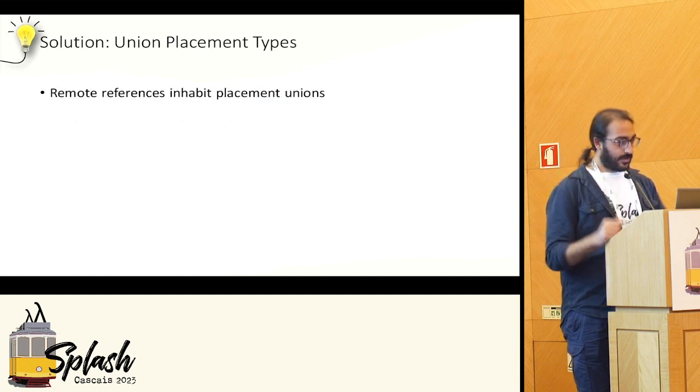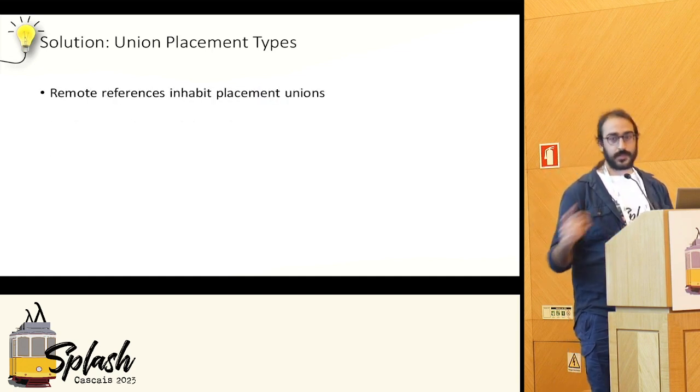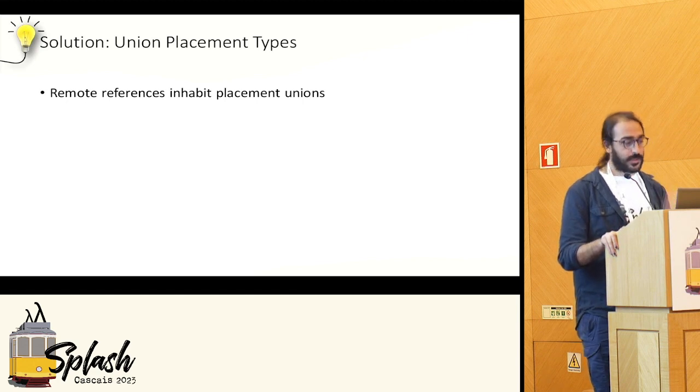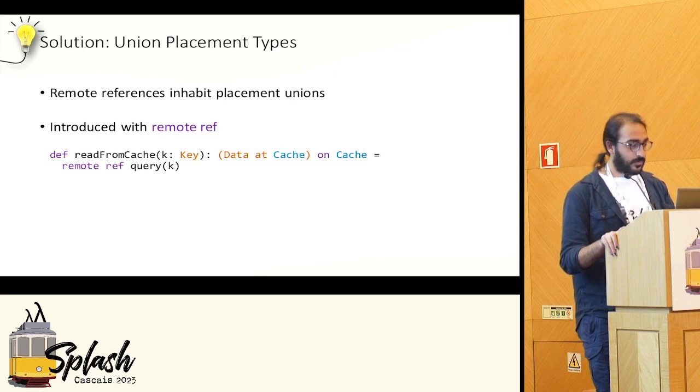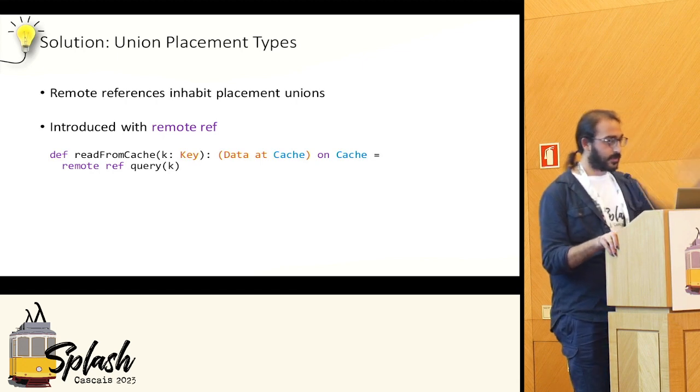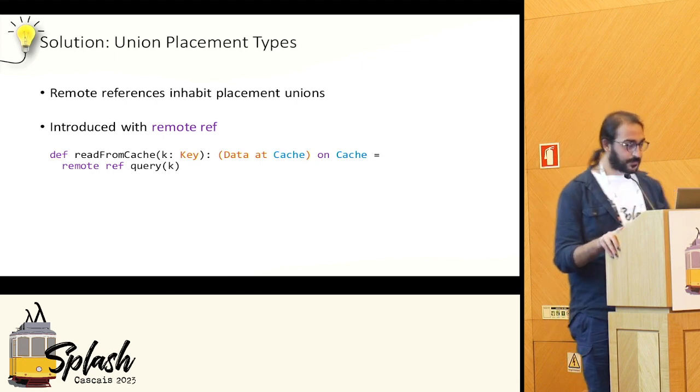At the term level, this is a particular decision we went with, which is that the inhabitants of these placement types are just remote references. We introduced them with just a keyword called remote ref, and remote is there just as a reminder that these references can cross network boundaries. So you can move around this reference, and it still points to where it's supposed to point.